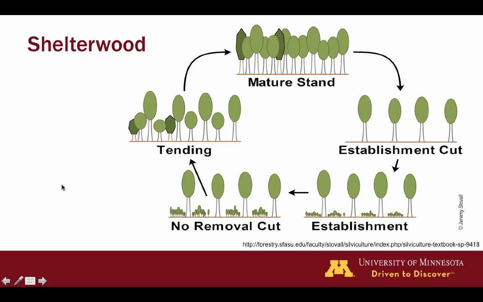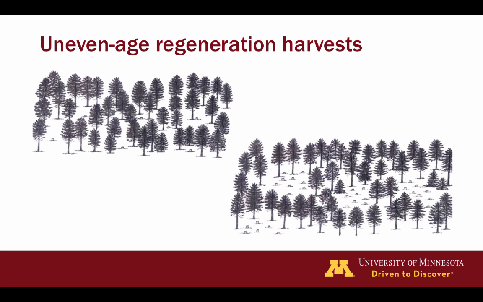So in a shelterwood, we can remove these trees. These trees are providing both shade and shelter, or we can leave them and shift the stand from an even age stand with 1 age class to a 2-age stand with 2 age classes.